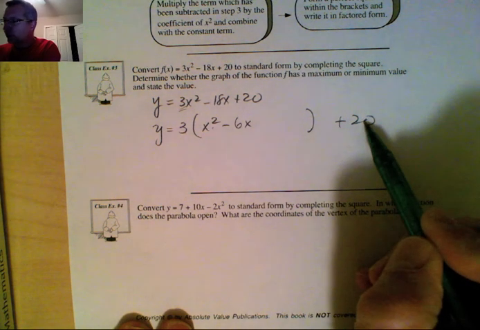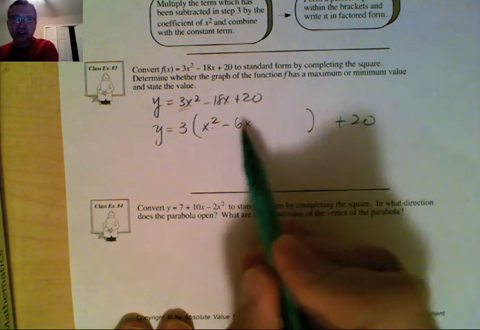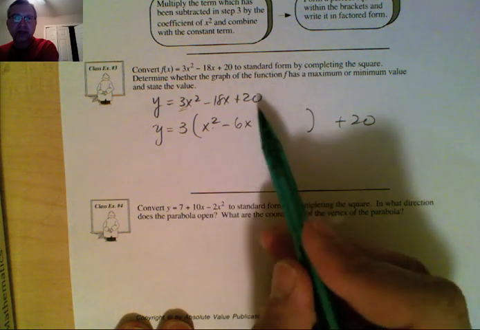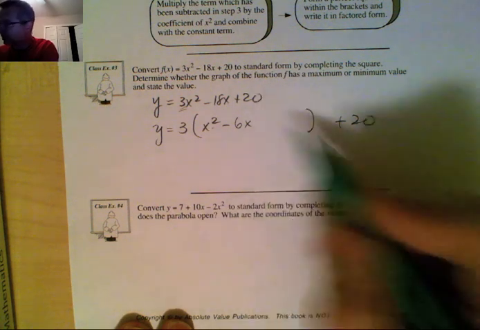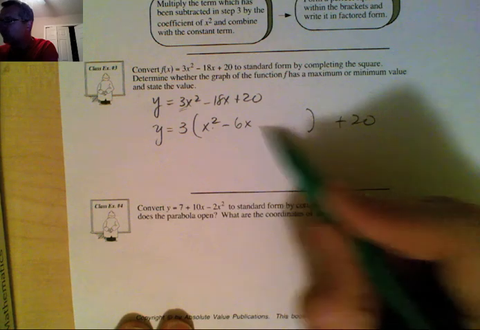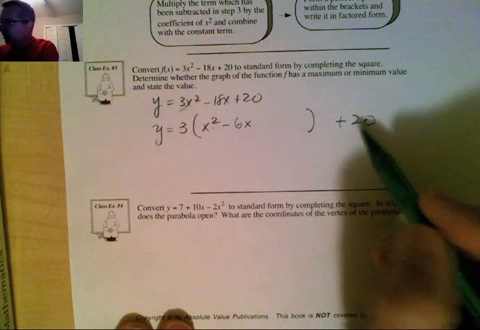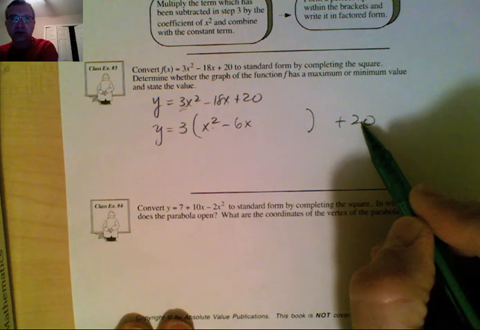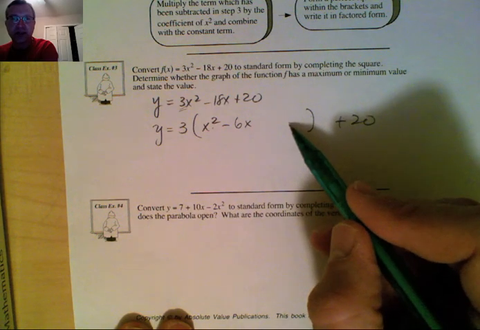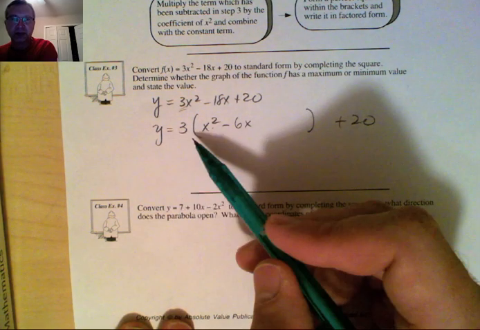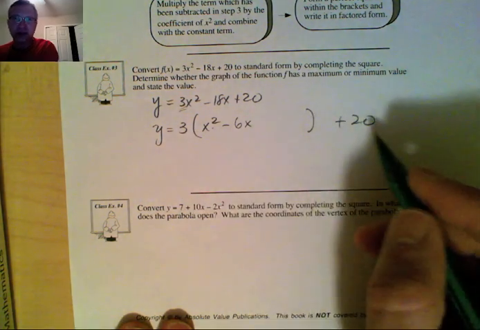And we write the 20 outside our brackets because we did not take out a common factor of 3 from the 20. The reason we didn't take out a common factor is that in a moment, we're going to move some values that are inside the brackets outside the brackets. Well, if we took a common factor out from 20, it would be inside the brackets. And when we moved it outside the brackets, we would end up multiplying it by 3, which you'll see we're going to do in a second.